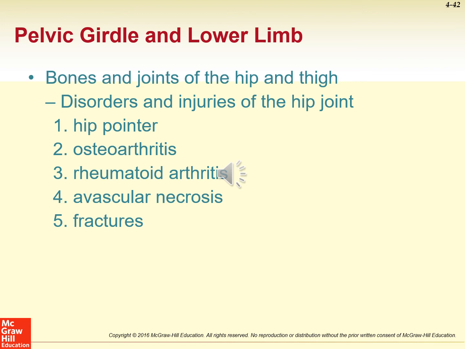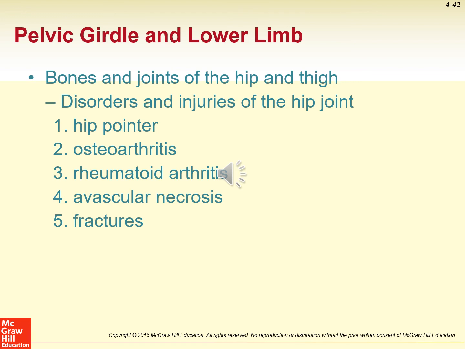So, what sport is the main cause of a hip pointer injury? Well, that's going to be football. Football with a blow to the rim of the pelvis, causing bruising of bone and the surrounding tissues. So what disorder is caused by aging and normal wear and tear of the joint? If you're thinking osteoarthritis, you would be correct.